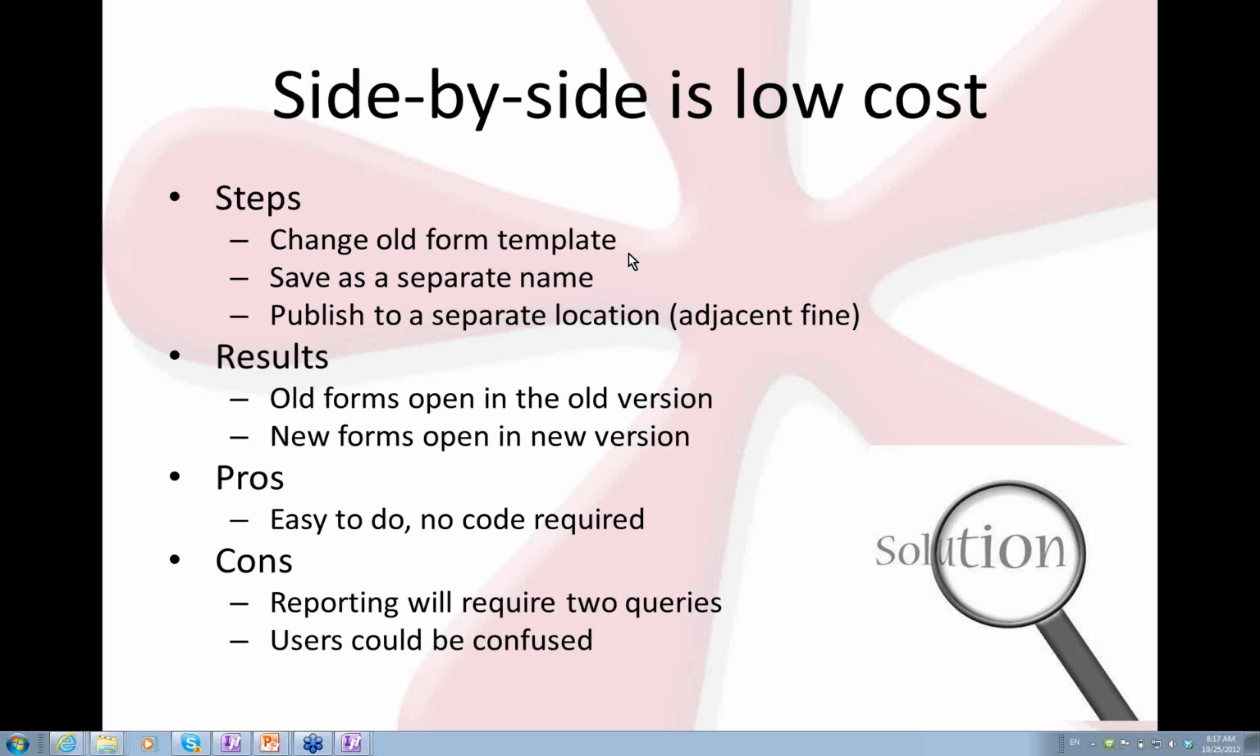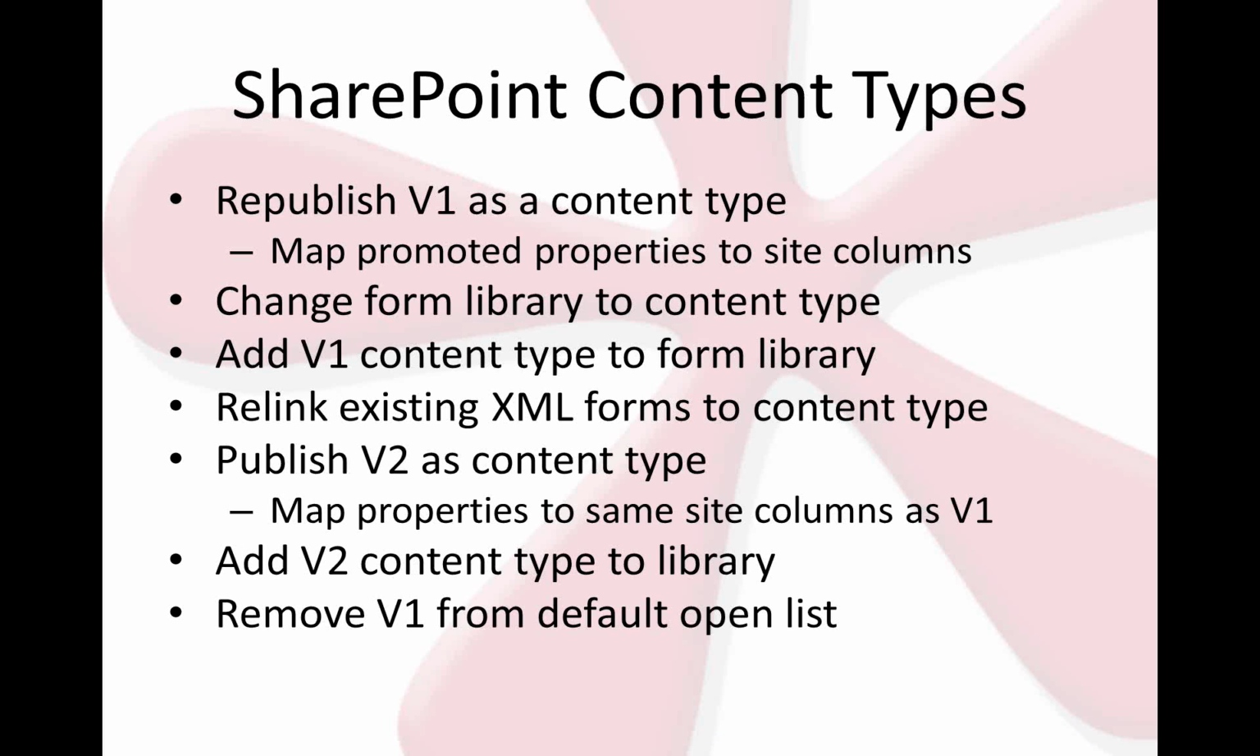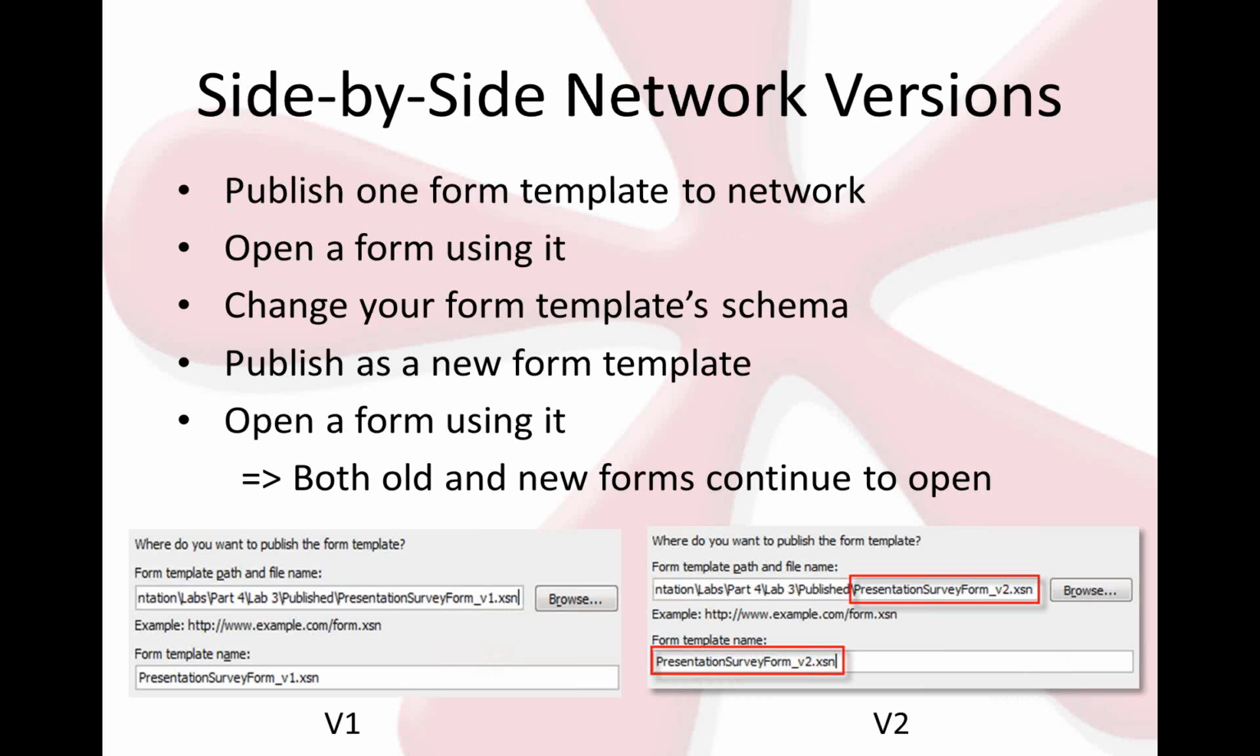Now you can also do this if you don't have SharePoint. You can just publish them to a network drive. So once again, these are the steps that we'll send you for setting up the SharePoint content type. It's a relatively well-known procedure. The other approach is to use a network version if you don't have SharePoint. The key thing here, just like I said with SharePoint, is that you need to make sure those names are different. If you publish it as a content type with the same name, the old form will open with the new one because the name will be the same. So you have to make sure you call it V2 when you publish it.